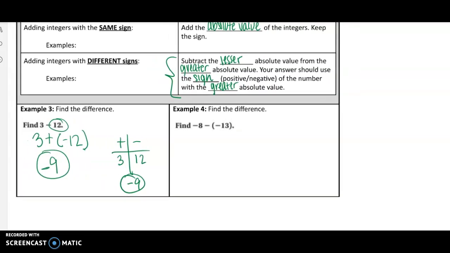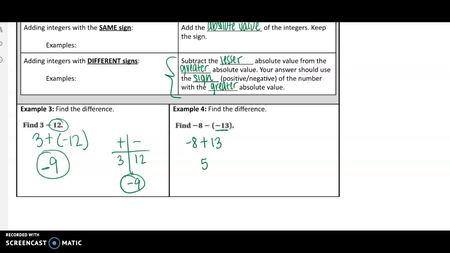Example 4: we keep the sign of our first number, so this is negative 8. We change our subtraction to addition, and then we change the sign of our second number. This is negative 13, so we do the opposite, and the opposite of negative 13 is positive 13. These are different signs now, so we subtract 13 minus 8. 13 minus 8 is 5.